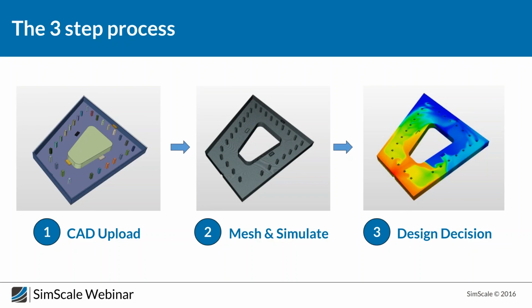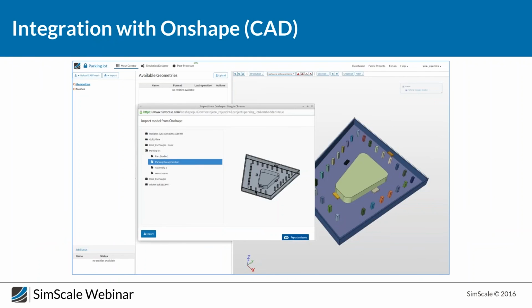This would be the second step, and finally we analyze the results to see what kind of design decisions must be made. For that, I will come back to my slides and show how the results look, and based on that, how we can make design decisions. So as I said, we will use our integrated importing of geometries from Onshape.